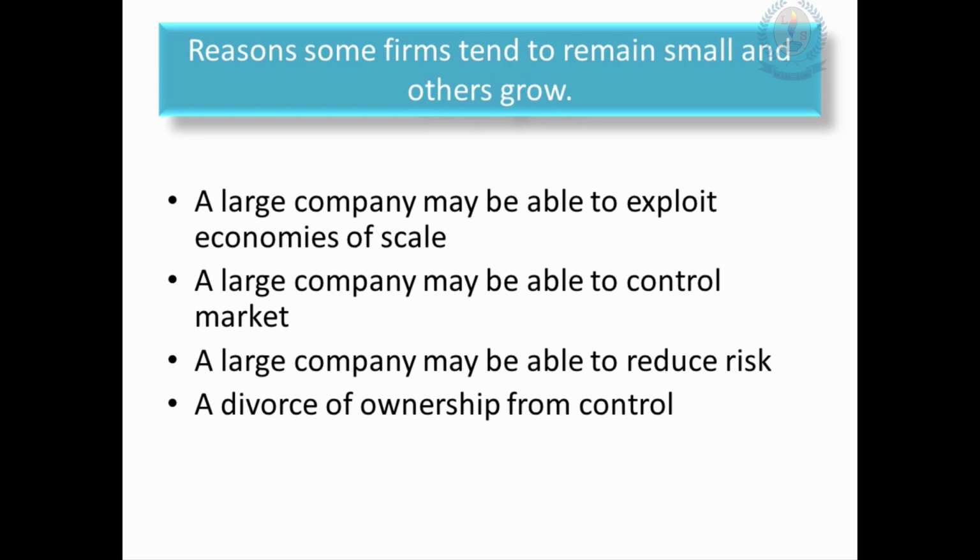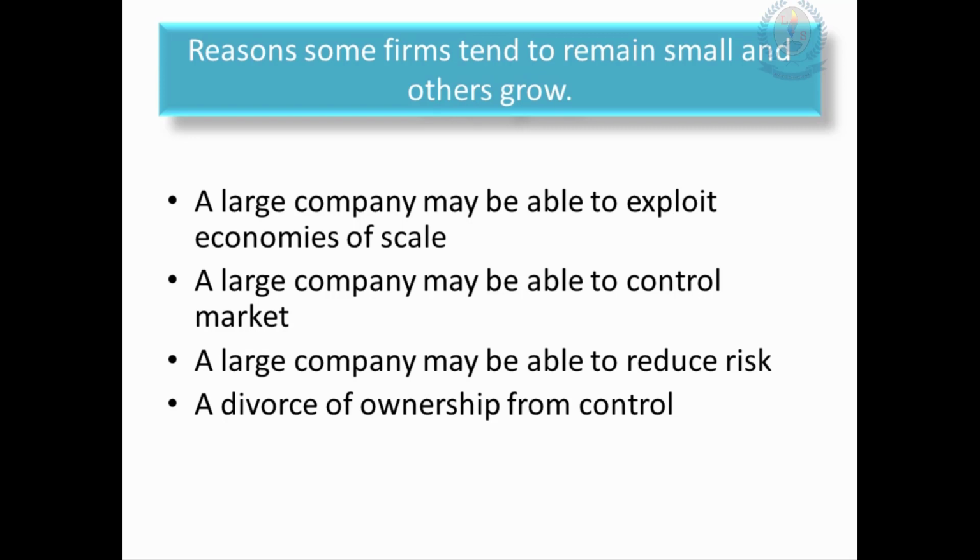Next one is a large company able to control the market, because it may reduce competition in the marketplace in order to be better able to exploit the market as its price setting power is increased. Next one is a larger company may be able to reduce risk. Actually, many conglomerate companies have grown for this reason. Some markets are unreliable. They are subject to large changes in demand when the economy is going to boom or recession.